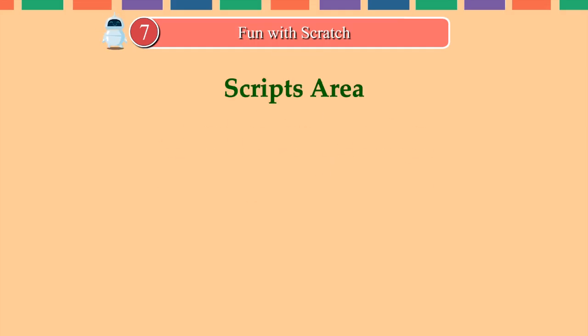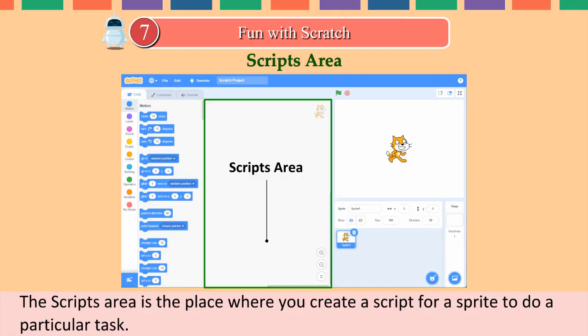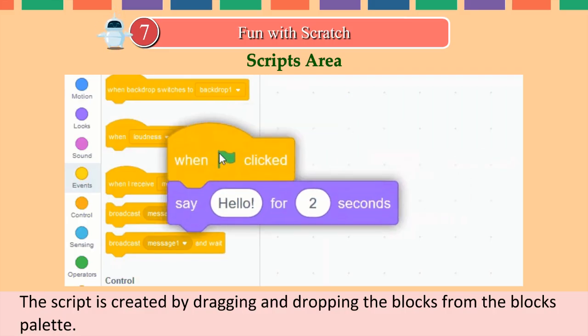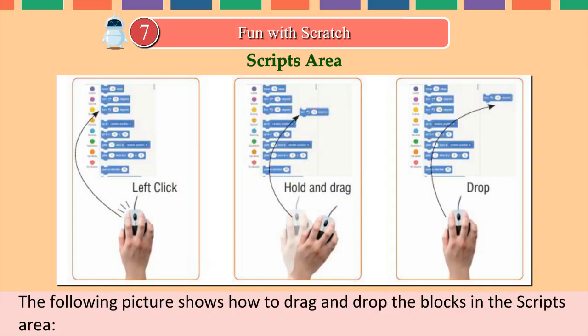Scripts area. The scripts area is the place where you create a script for a sprite to do a particular task. The script is created by dragging and dropping the blocks from the blocks palette. The following picture shows how to drag and drop the blocks in the scripts area.